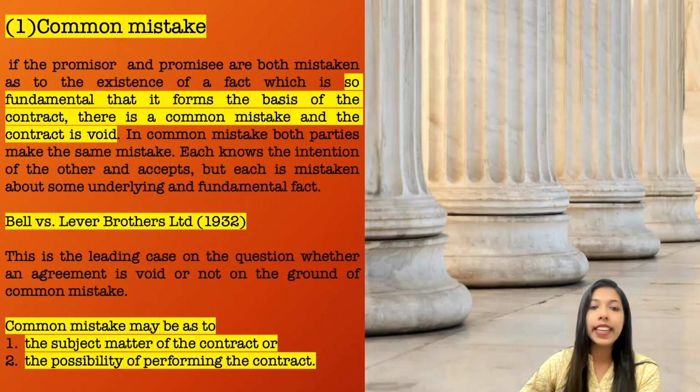This leading case dealt with the question of whether an agreement is void on the ground of a common mistake. By virtue of this landmark case law, the common mistake may be as to two concepts. The first one is the subject matter of the contract. The second one is the possibility of performing the contract. I'm going to discuss in detail what is meant by subject matter of the contract.